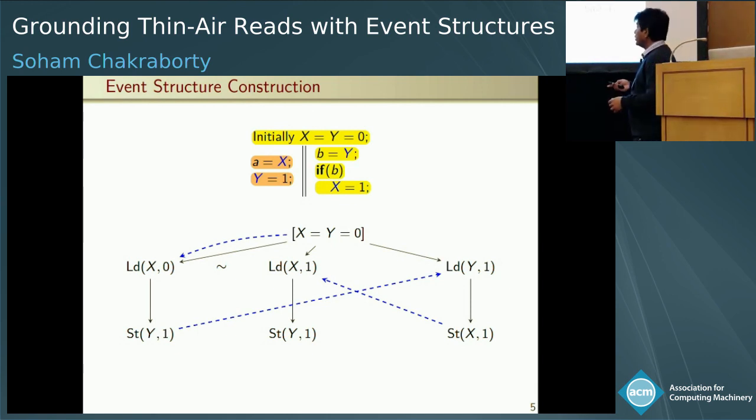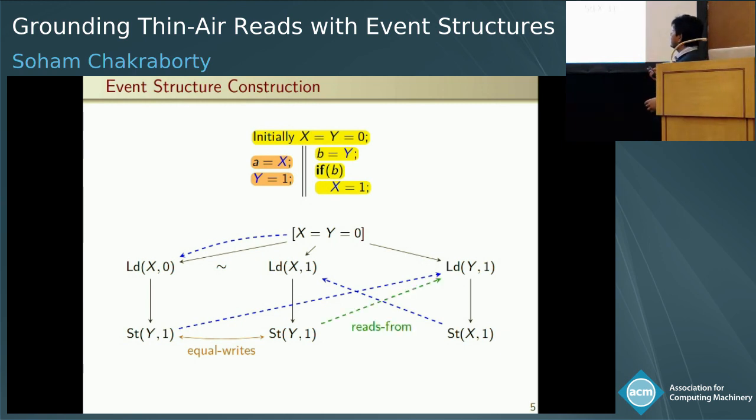In this case, we create an equal write relation among these two write operations. And the equal writes in combination with the justified from read creates the read from edges between the store y1 and the load y1. And then read from edges are also a potential candidate for read from edges in an extracted execution.